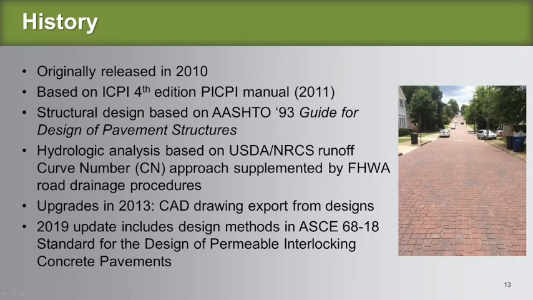So the history, I said this program has been around for 10 years. A couple of years before that, a lot of testing was done on it. It's based on ICPI's 4th edition of the Permeable Pavement Manual. It has been updated to include ASCE now as well. Structural design does the AASHTO 93 design. AASHTO is the American Association of State Highway and Transportation Officials. Very common pavement design procedure that is being used throughout North America, certainly. And we'll talk about the ASCE method a little bit later. It's more of a mechanistic design. The program has been upgraded several times along the way, and the most recent one actually happened this week.